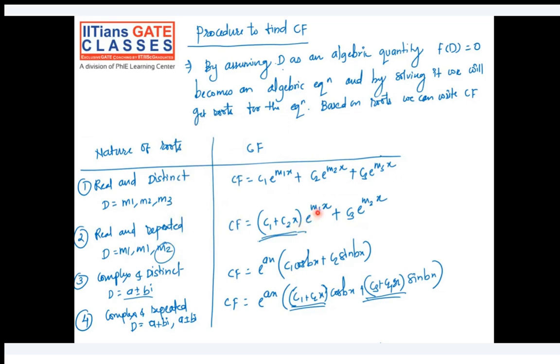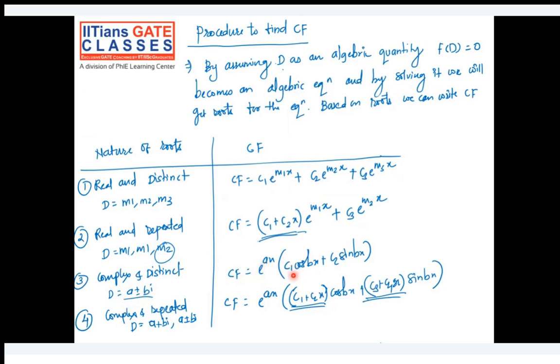Okay. So that is how the CF will look in case of real distinct and real repeated roots. Similarly, when roots are complex and distinct, that is a plus bi and a minus bi, sorry, roots are complex and distinct, in this case CF will look like e to the power ax, c1 cos of bx plus c2 sine of bx.